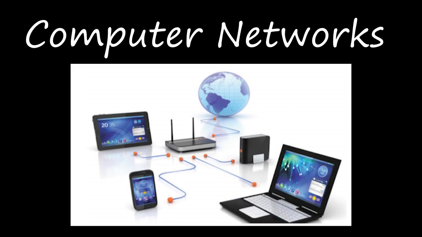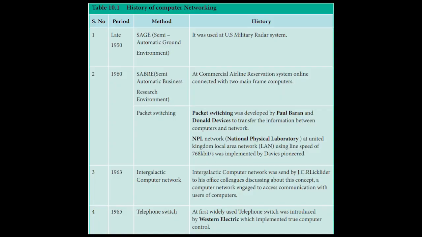Okay. Now we are going to see the history of computer networks and the internet, right? In your book, on page number 134, they have given details about two persons. When you get time, just read it, okay? Let's see the history of computer networking and the internet. First, in the late 1950s, SAGE, that is Semi-Automatic Ground Environment, was used by the US military radar system. Here this SAGE was used.